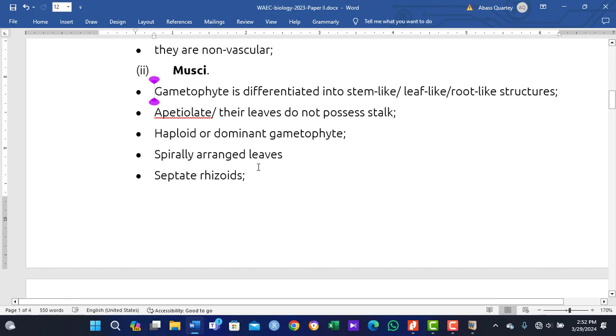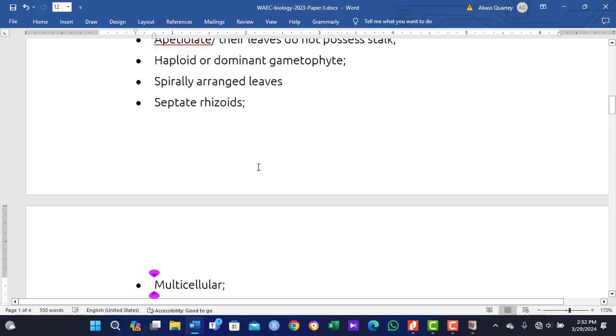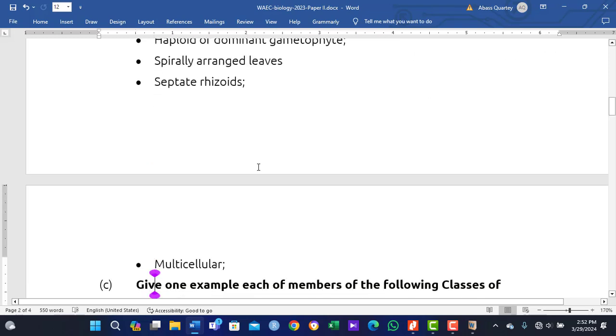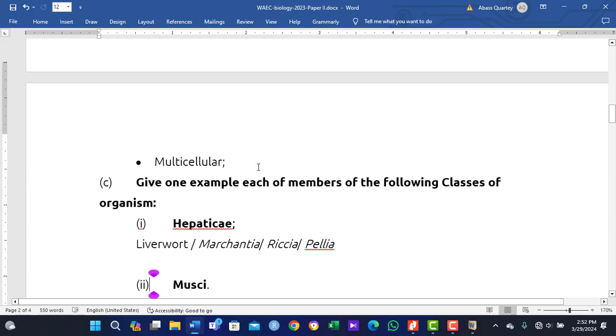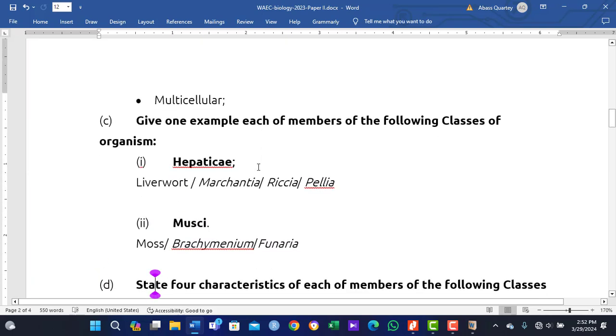Then let's go to question C, sub-question C under question 1. I'll give one example each of the members of the following classes of organisms. You have Hepaticae: liverwort, Marchantia, Riccia, Pellia. Marchantia, Riccia, Pellia are all scientific names, so start with a capital letter. You don't have to italicize it, but we just write them with capital letters. Then we have Musci: moss. Then Brachymenium and Funaria. They all follow the same trend as Marchantia and Riccia in Hepaticae.